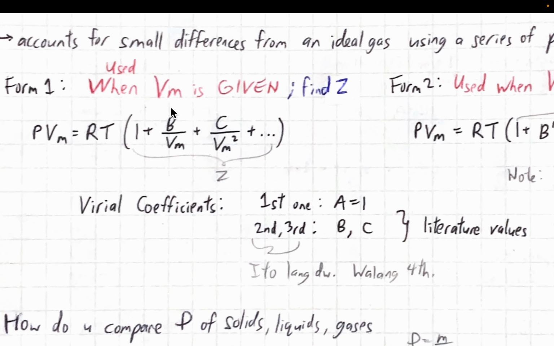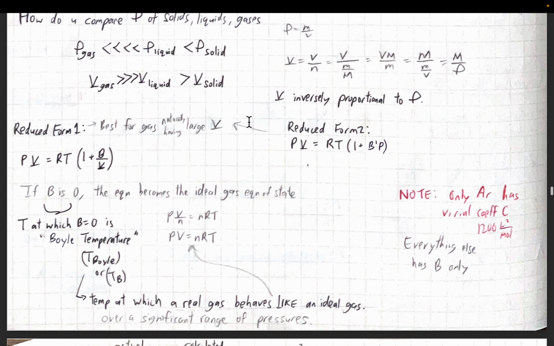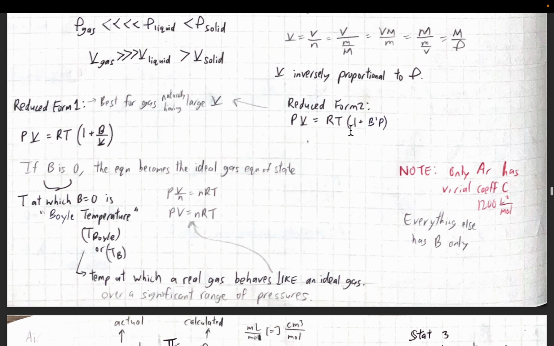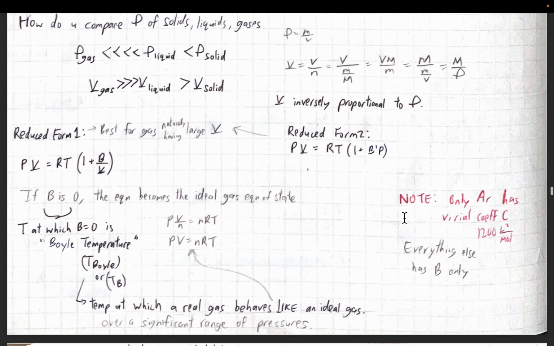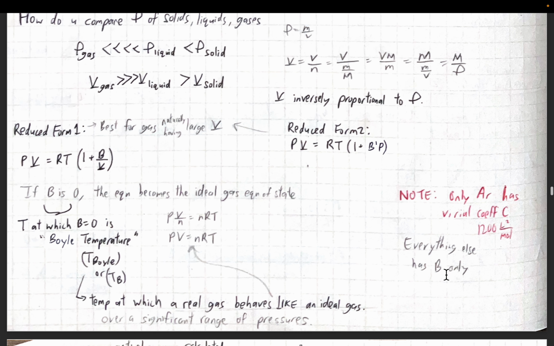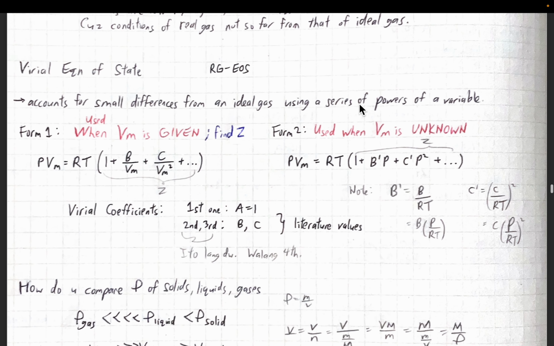B is the second virial coefficient and C is the third virial coefficient. Typically, it's only until B. As far as I know, the only gas that has a C or third virial coefficient is, I think, argon. Yes, it says here: only argon has a virial coefficient C. That value is 1200 liters squared per mole, specifically. Everything else only has until the second virial coefficient. And then we have Form 2.